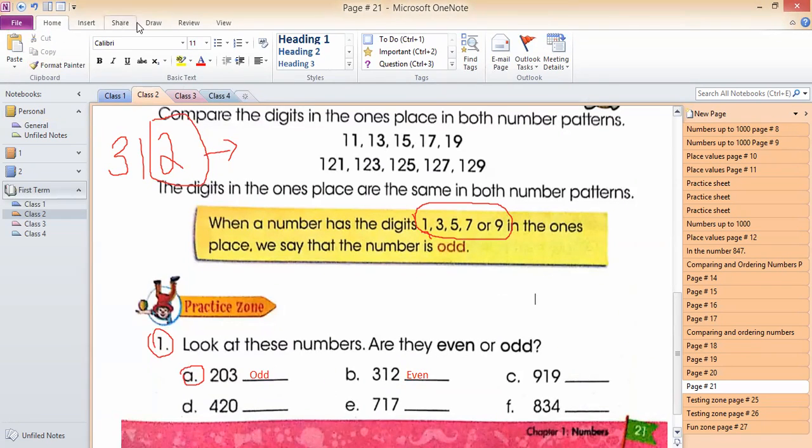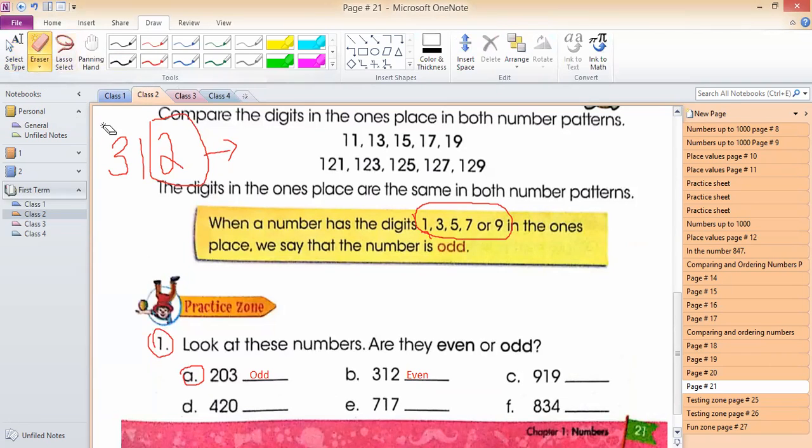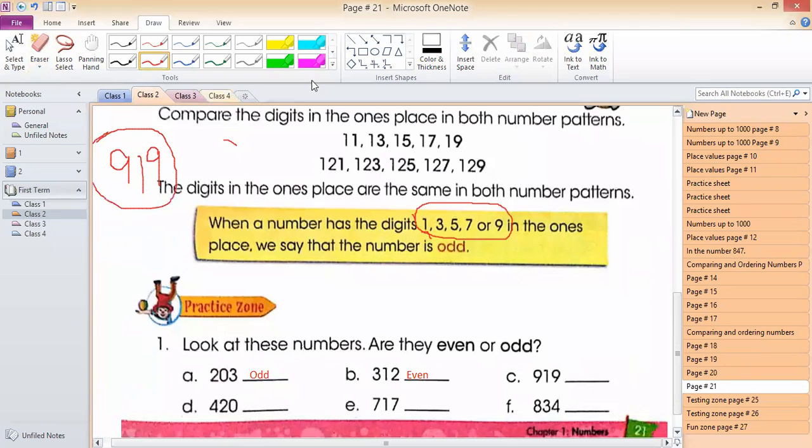Now for C, guys. C is 919. Is it an even number or an odd number, guys?